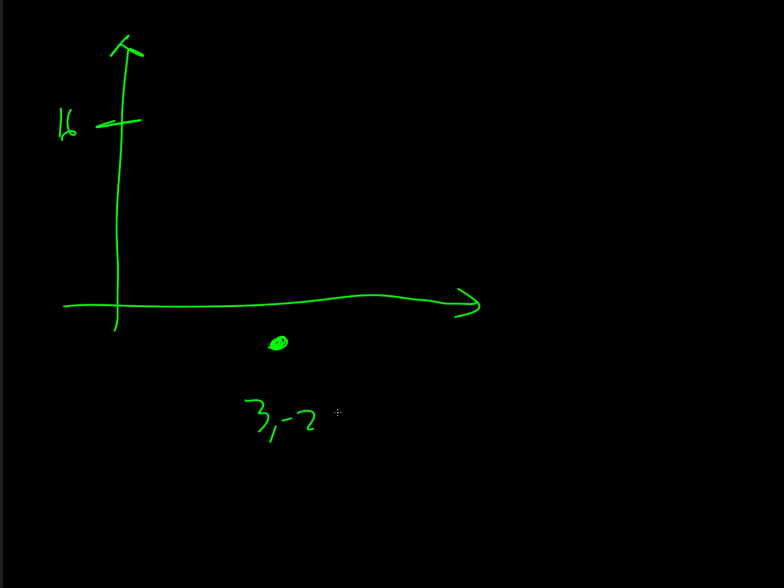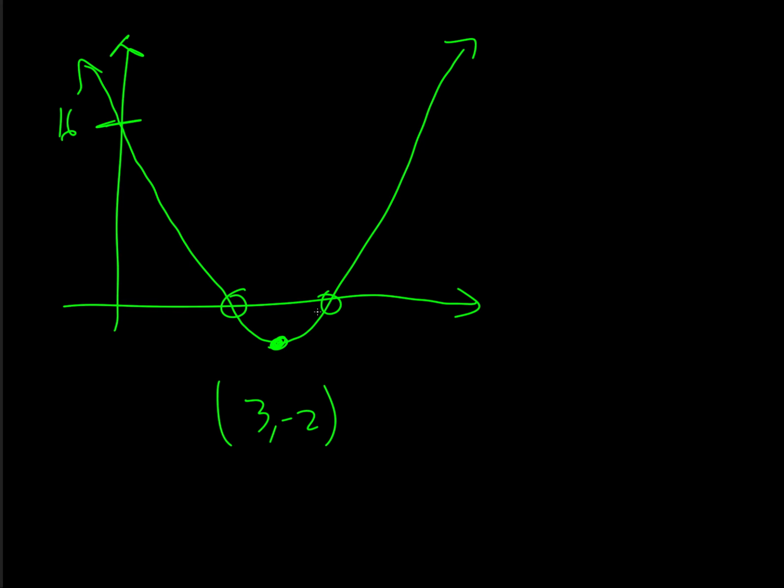Okay, we got another one. This time we're given this graph. Let's see, it crosses at 16 right there. And then we're given the vertex is 3, negative 2. So we don't know the x-intercept, but that's okay.